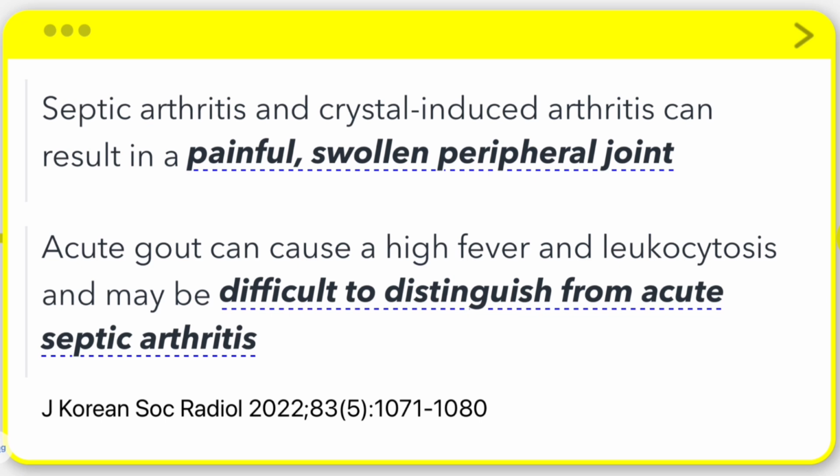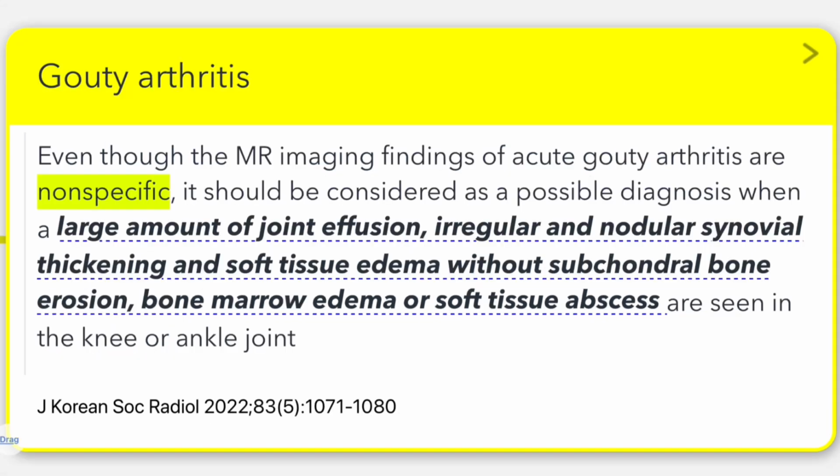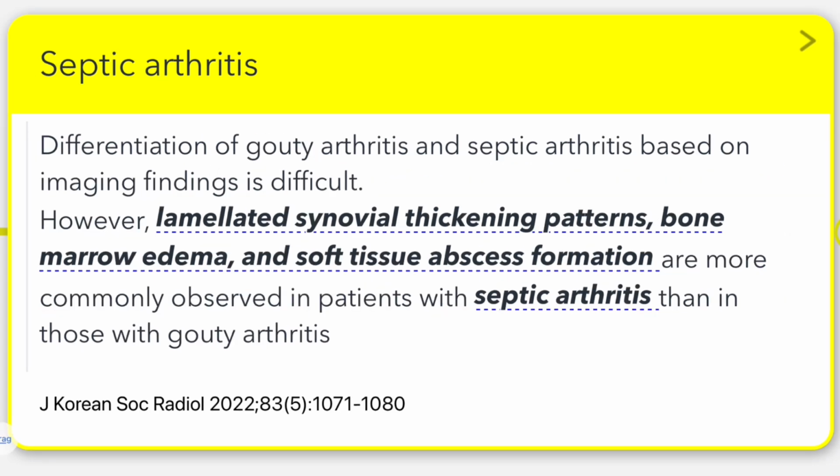In summary, while septic arthritis and acute gouty arthritis can both present with painful, swollen joints, their imaging findings can help differentiate them. Acute gouty arthritis often shows nonspecific synovial thickening and soft tissue edema without subchondral bone erosion or bone marrow edema. In contrast, septic arthritis commonly presents with bone marrow edema, bone erosion, and lamellated synovial thickening.